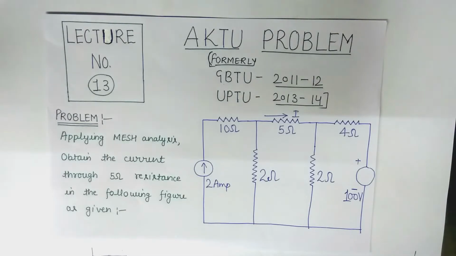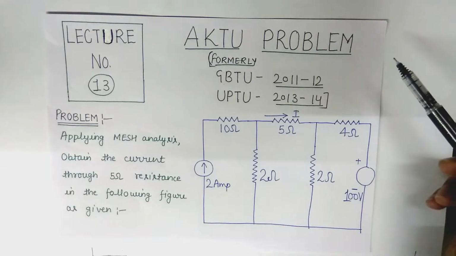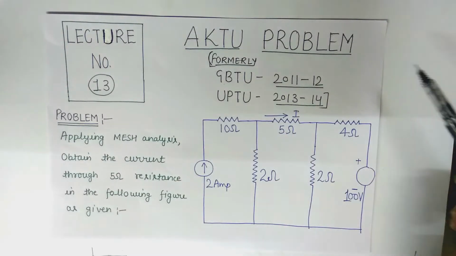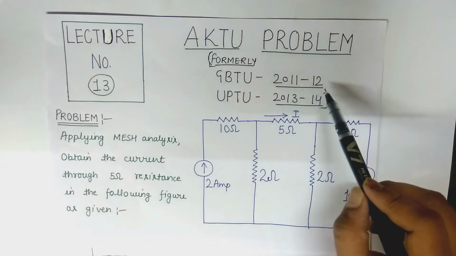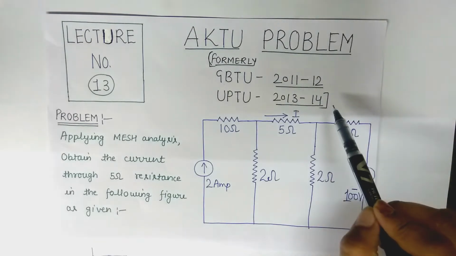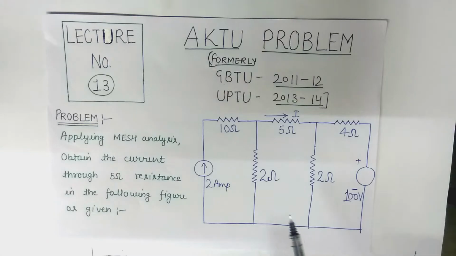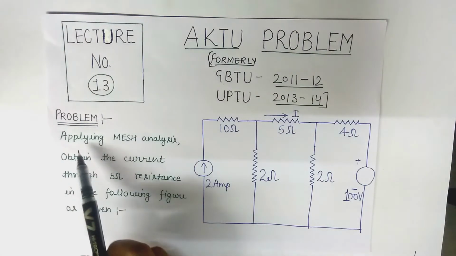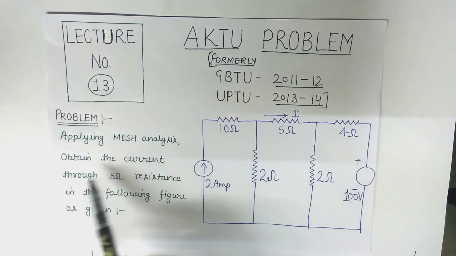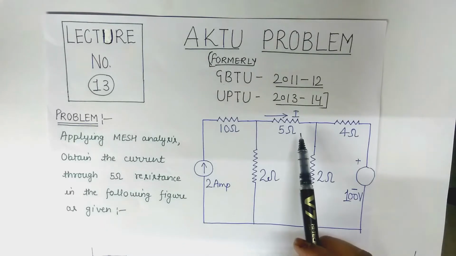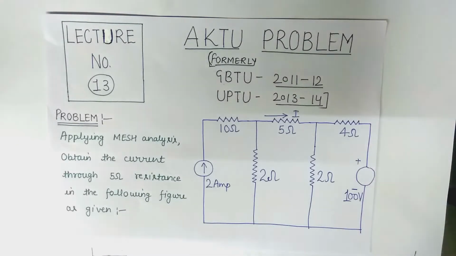Welcome back. In lecture number 13, we are now proceeding with an AKTU examination problem from 2011-12 and 2013-14. Here the university asked: applying mesh analysis, obtain the current through the 5 ohm resistance of the given circuit.